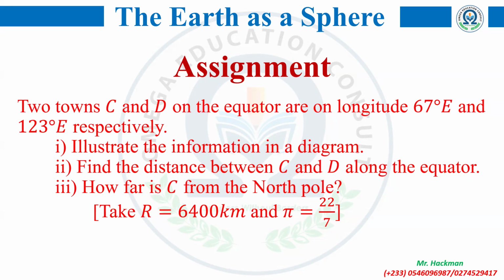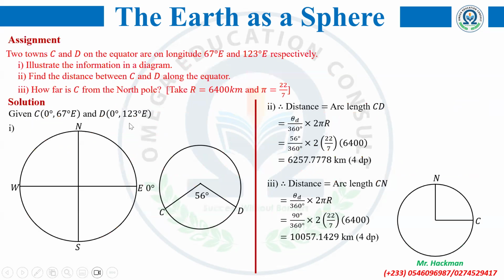Our task here is to look at the solution to the lesson two assignment on the Earth as a sphere, global math. The assignment is exactly what you have on your screen. So let's look at the solution slide. These are the two towns C and D on the equator. As you read the question, underline the salient part. You have the solution there, so I'll walk you through it.